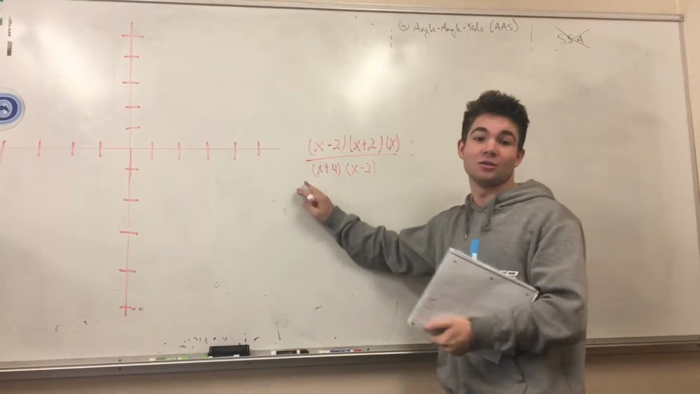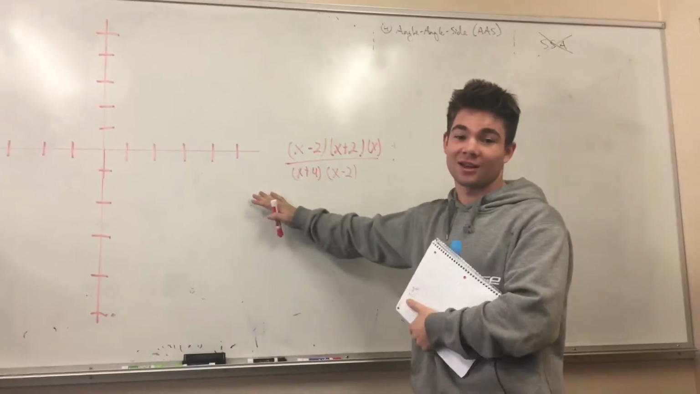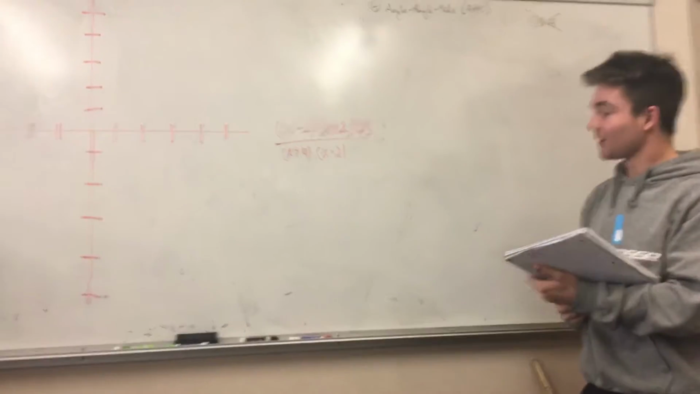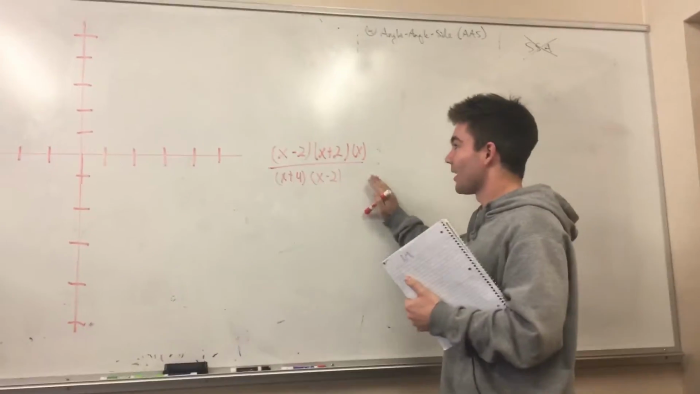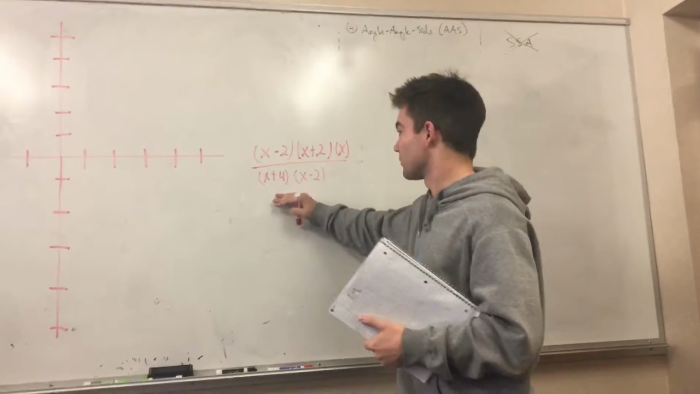I'm going to be teaching you how to find the hole and identify the vertical asymptote as well as the slant asymptote. So, this is my function: (x minus 2)(x plus 2)(x) over (x plus 4)(x minus 2).